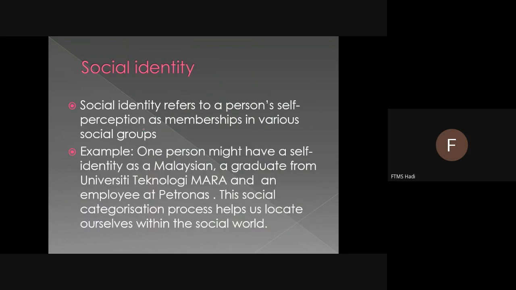Social identity means that you are represented as a social group. For example, one person might have a self identity as a Malaysian, a graduate from Universiti Teknologi MARA (UiTM), and an employee at Petronas. This social categorization process has helped us locate ourselves within the social world. Because this example says that you represent society.